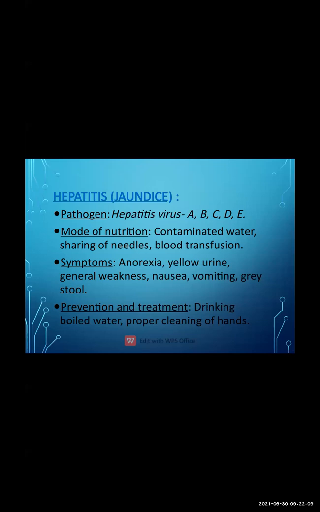Then the symptoms of jaundice are anorexia, meaning weight loss. The weight is lost due to this disease. Then yellow urine, general weakness, nausea, vomiting, and gray stool. These are the symptoms of hepatitis. Then how can you prevent it? You can protect yourself by drinking boiled water and properly cleaning your hands.